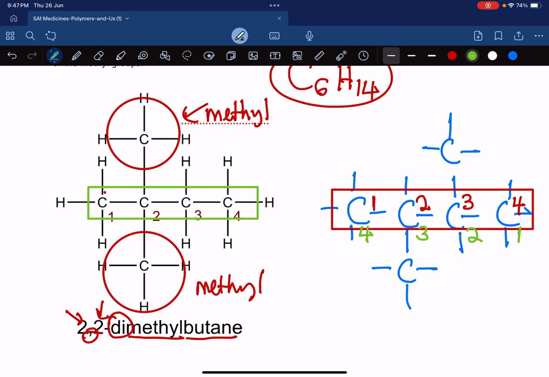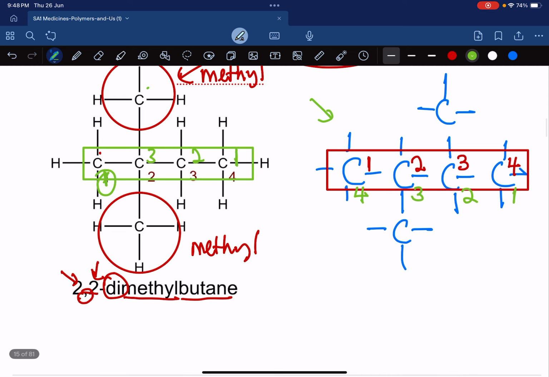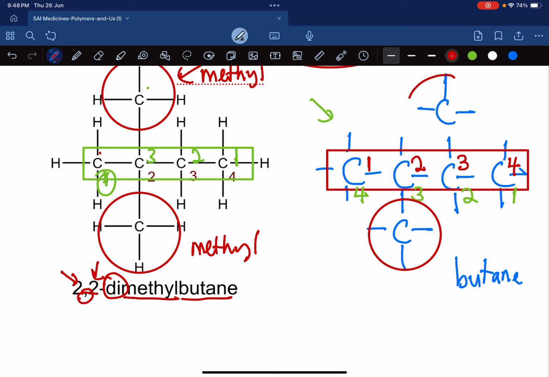All right, the reason why we started numbering from this side was because the branch gets the smaller number 2. If we started numbering from here, 1, 2, 3, the branch will get number 3. But in this example, if I start from the left hand side, this branch gets number 2. If I start from the right hand side, the green, this branch gets number 2. So either way is acceptable. Most importantly, this is called a butane. Okay, and we are telling everybody, hey, there are 2 methyls here. There's one methyl over here, another methyl over here. So there is dimethyl.